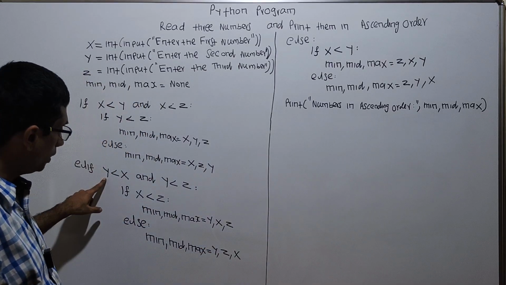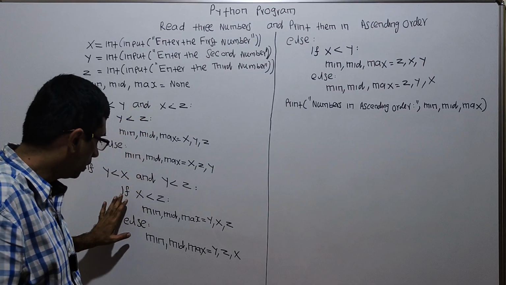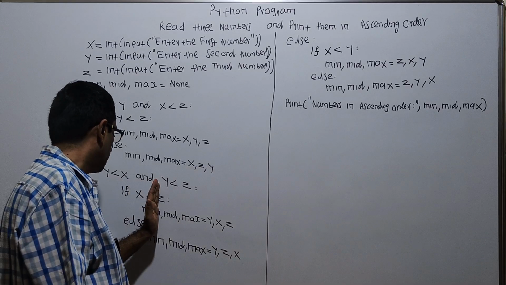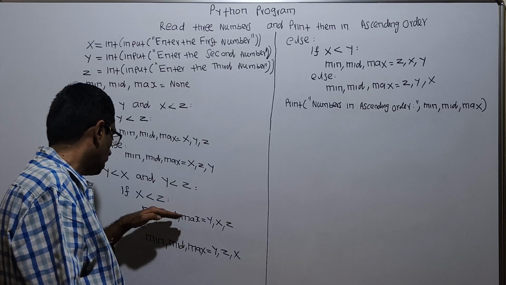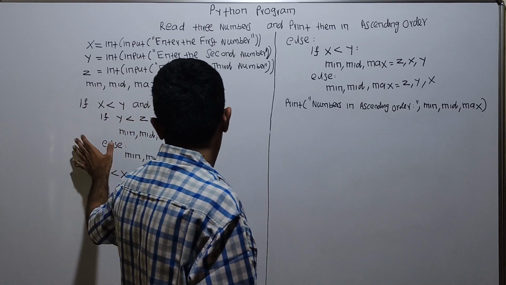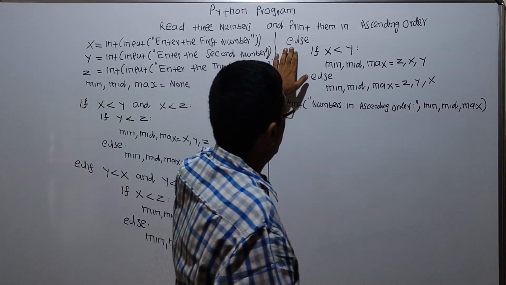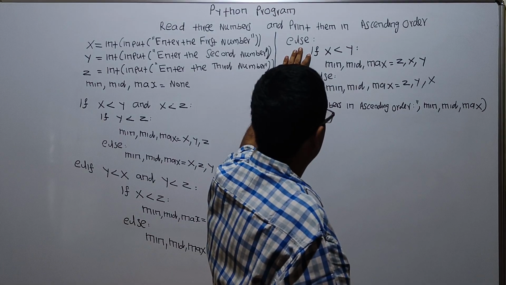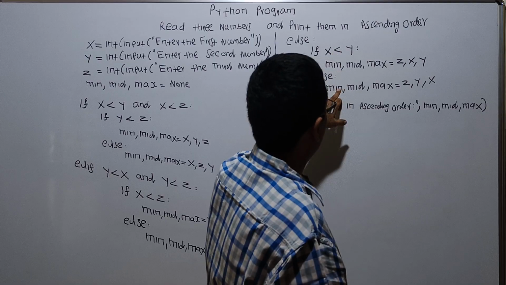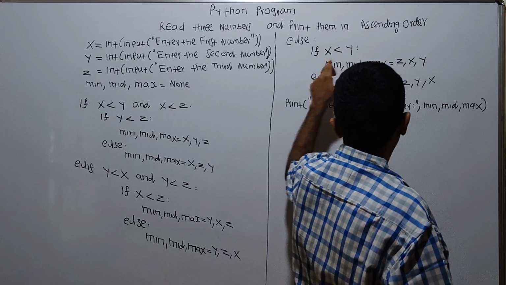If this condition is also false, then only the control will come to the else. If this is true, then the statement in the if block will get executed. That means based on the inner if statement, if this is true, this one; if this is false, the next one. And control will come out of the entire if, elif, else structure and will come to the print statement. If this is also false, the control will come to the else statement. Here I am checking x is lesser than y. If this is true, I am assigning min, mid, max equal to z, x, y. If this is false, I am assigning min, mid, max equal to z, y and x. So finally, I am printing the result.